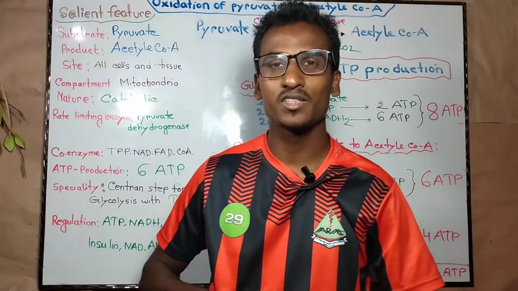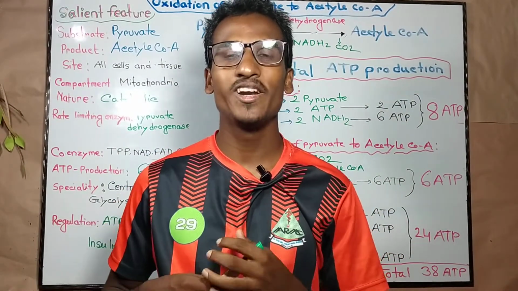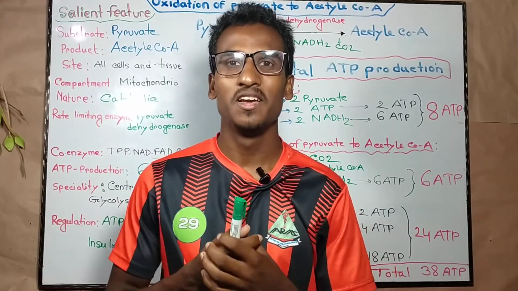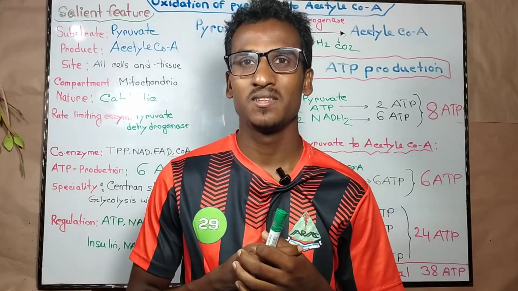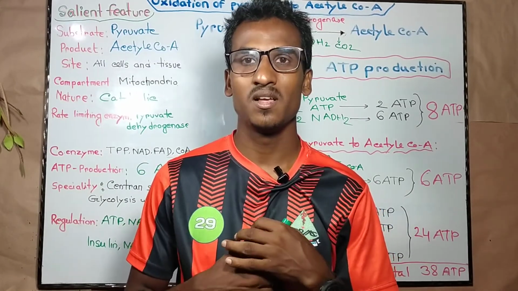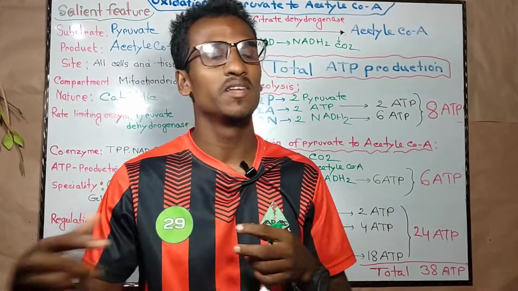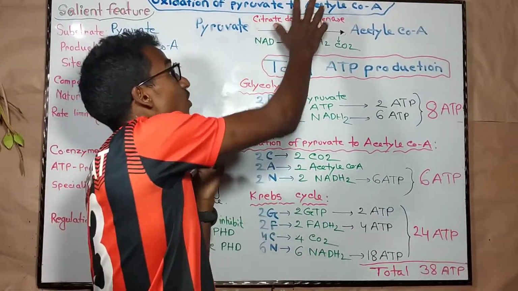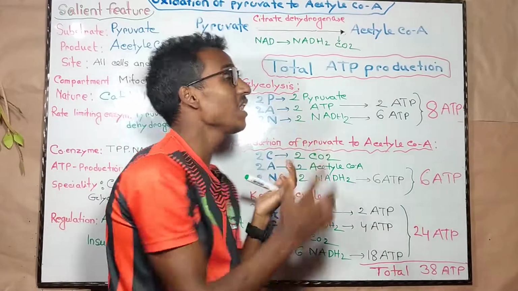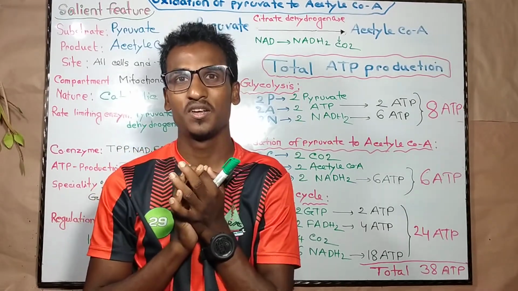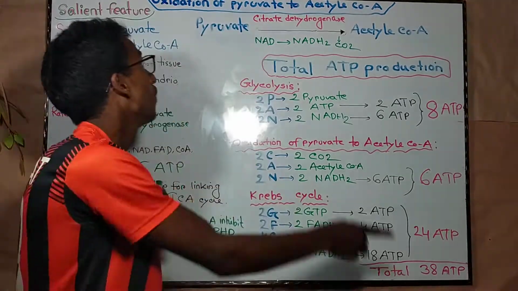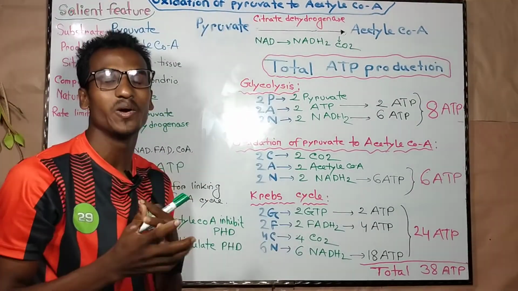Welcome to the third class on carbohydrate metabolism. In the previous class we already discussed the Krebs cycle or TCA cycle. This class combines the second step, oxidation of pyruvate to acetyl CoA, and the total ATP production. Firstly, look at the salient features of oxidation of pyruvate to acetyl CoA.